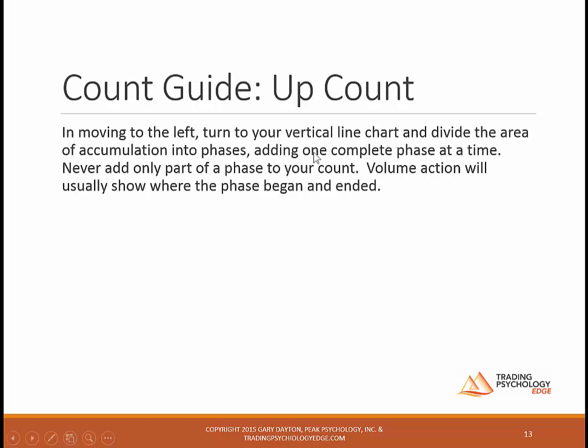So as we're making the count, we go back to the vertical line chart, the standard bar and volume chart, and we look to divide the accumulation into phases. And we add one phase at a time, and we do complete phases, not partial, and I'll show you what that means. In volume, we're going to pay real good attention to that. This is something most people don't understand about volume, but we're going to talk about that. Volume is going to show you where the phases begin and end. Okay? So let's take a look.